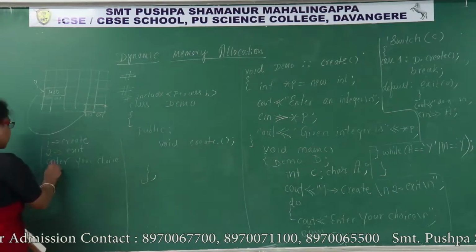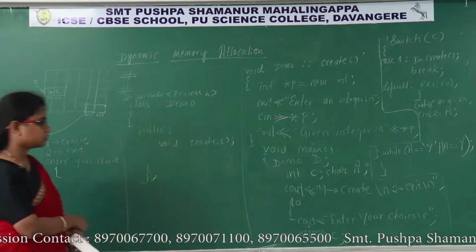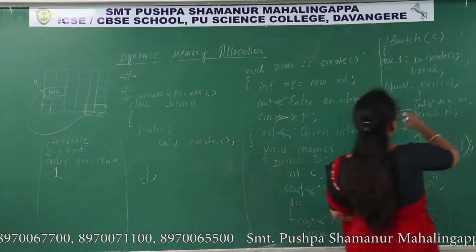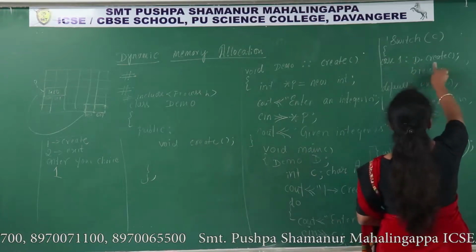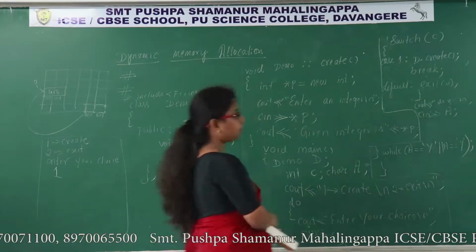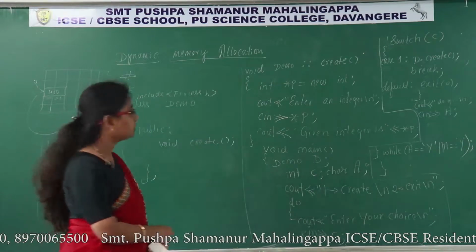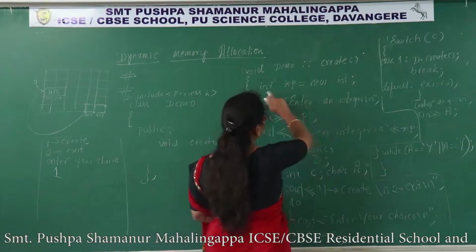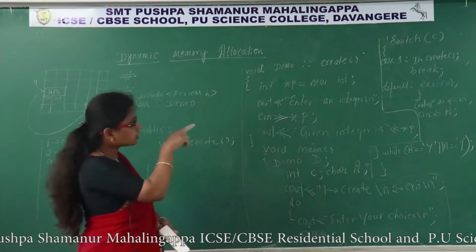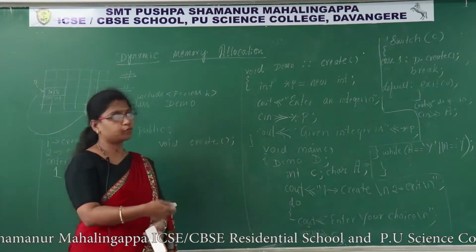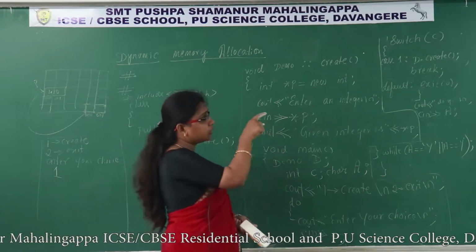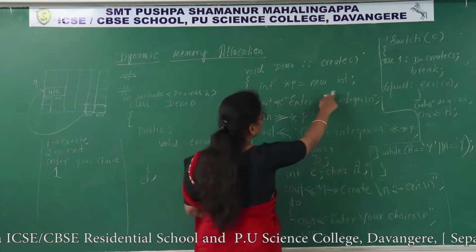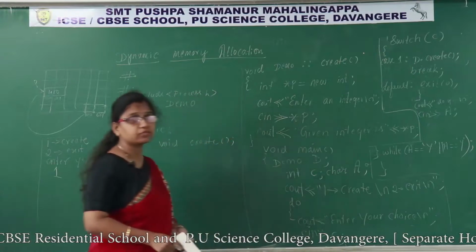If I press 1, that 1 will be stored in c. This case will be executed. 1 matches with this case. D dot create. So what has to happen here? That function has to call this function. So what is there? Int star p. These things are happening during the execution of the program. When I call d dot create, this function is invoked and this line will be executed at the time of execution.